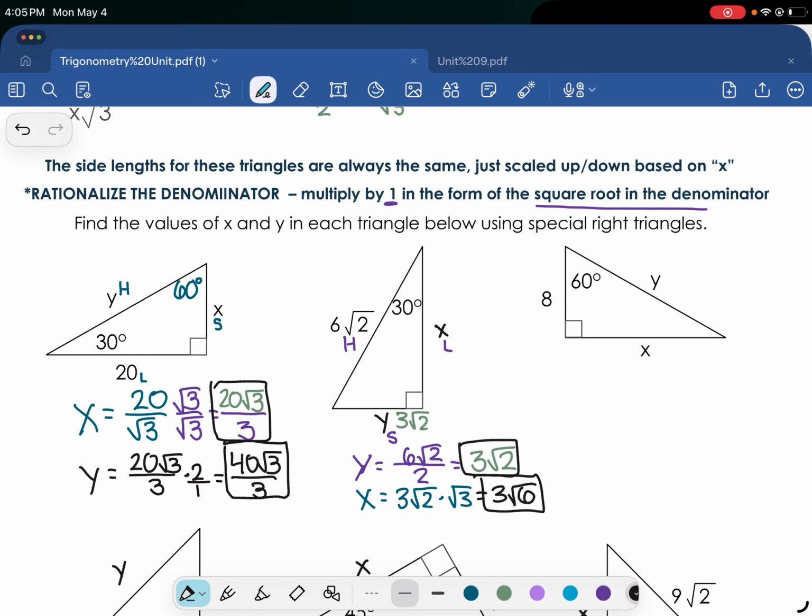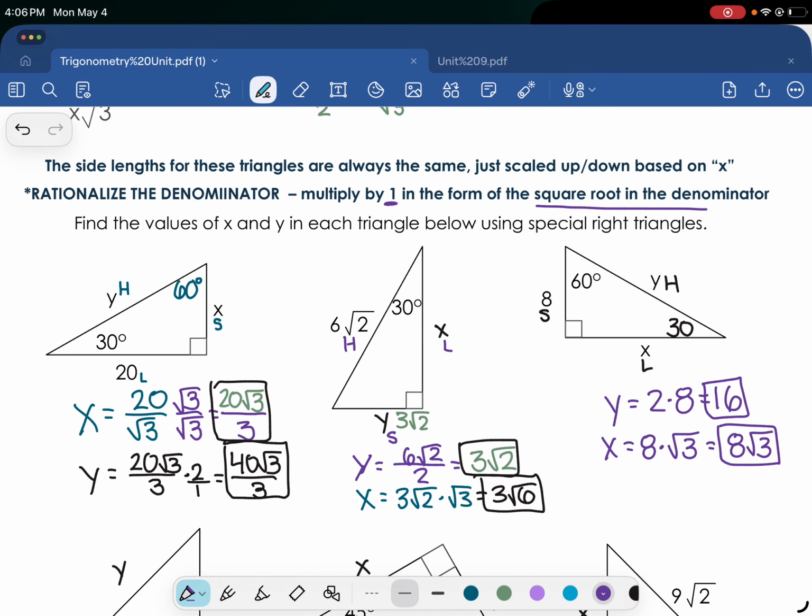And on the third triangle, I've already got the 60, so that means this is the 30. So this is my short, long, and hypotenuse. Now I know the short, so the hypotenuse, y, is just 2 times the short. 2 times 8 is 16. And the long is the short times the square root of 3. So just 8 square roots of 3. So it doesn't always have to be complicated. I tried to get the more complicated ones out of the way first and then ease up.